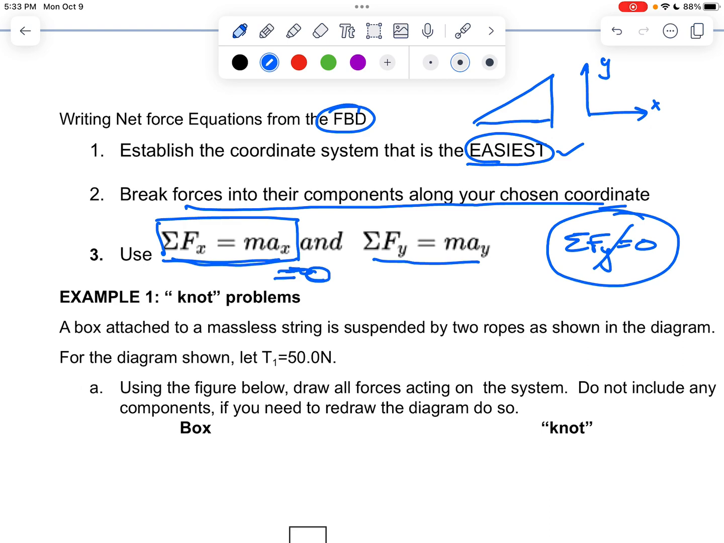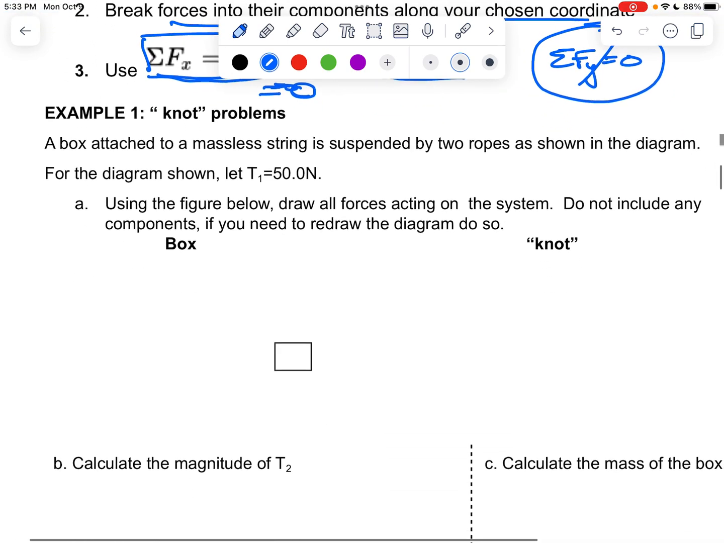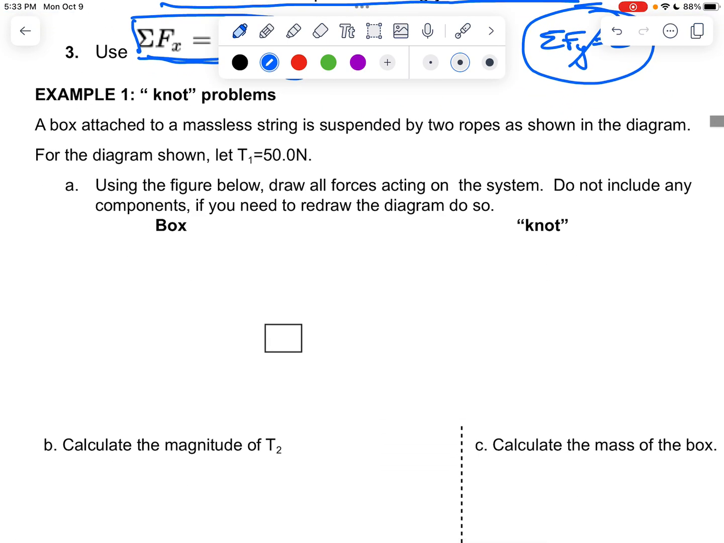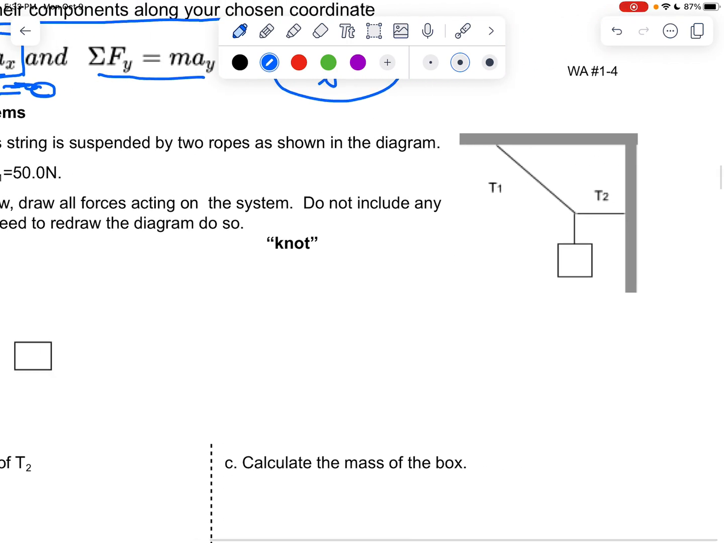All right, so we're going to go through some examples here, and the best thing that you can do to help yourself with this is to try this on your own, pause the video, do that, and then move on. So we have a box that's attached by a massless string here, and we're actually going to draw two force diagrams. First diagram, we're going to treat the box as our system, and then the second force diagram, I'm going to show why this is important when we have multiple string problems.